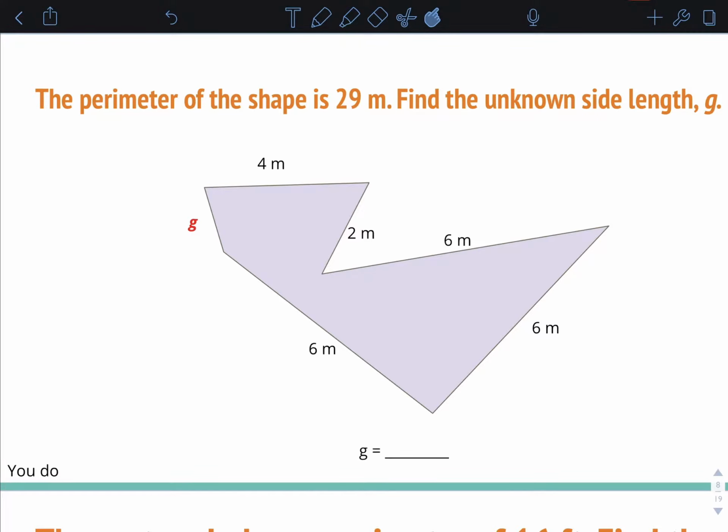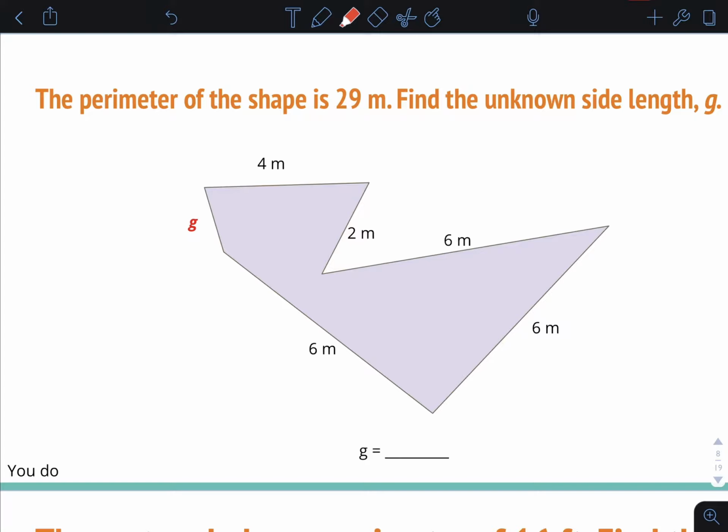Hey everyone, so today I just want to go over a little bit about perimeter. We started a new unit, and it can be a little confusing when we get to these higher order thinking questions like this. Today we're going to look at perimeter but with unknown side lengths.